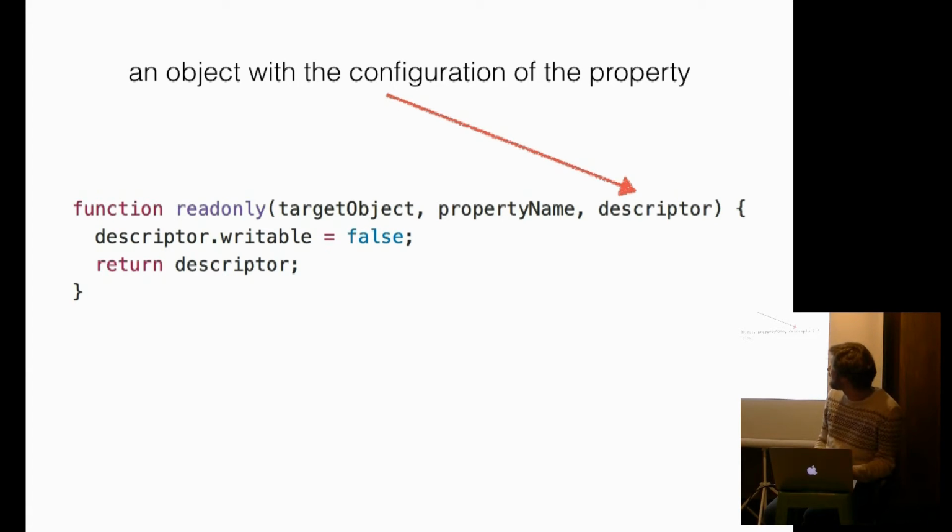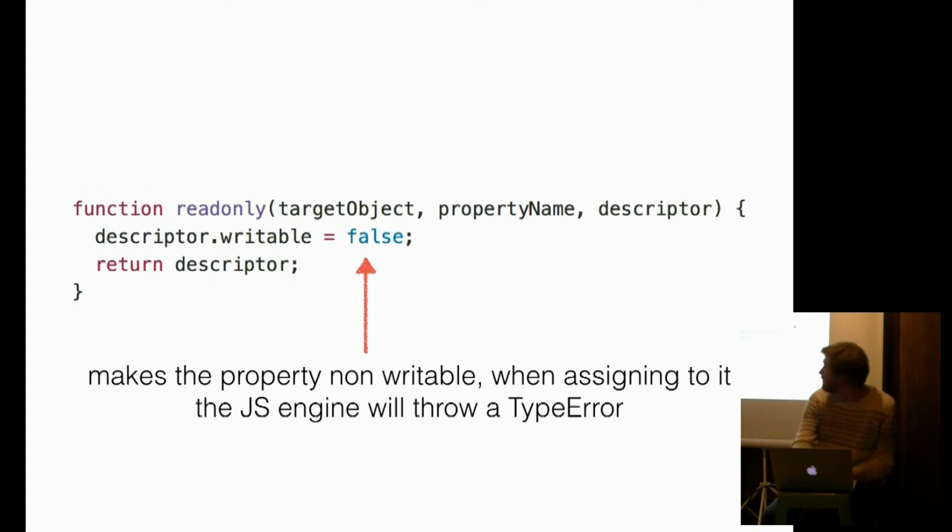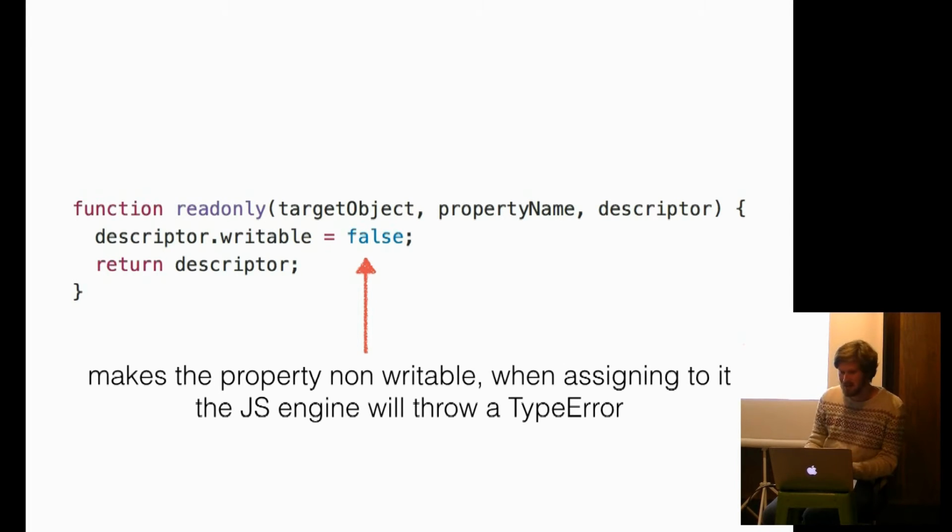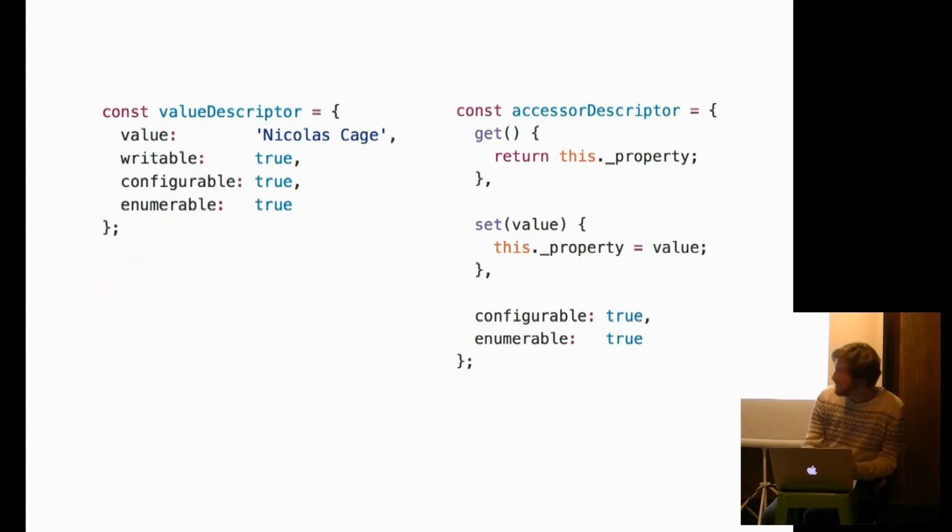The descriptor is an internal thing which has a few properties about how you can interact with a property on an object. So if we say descriptor.writable is false, then whenever someone tries to assign to a property with the descriptor writable false, then it will throw that type error we just saw. So just a little bit more about descriptors.